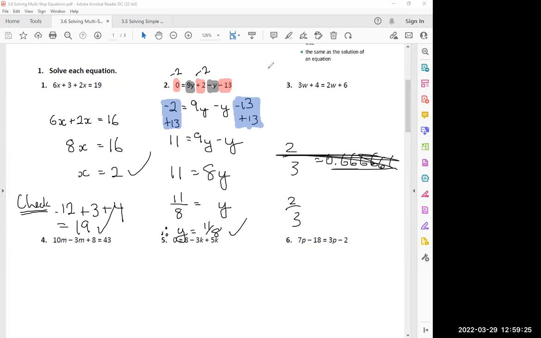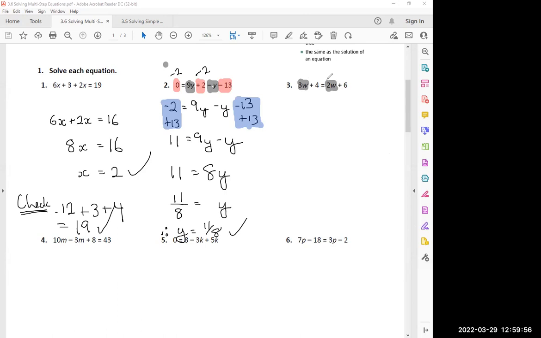Okay? So, thank you. We'll try one more. This time, I'm going to not show all the work, but only do the work in my head. Ooh, I see 3W on one side, and I see 2W on the other side. So I've got to get rid of one of them. Do you want to get rid of 3W or do you want to get rid of 2W? Because I can't have both.